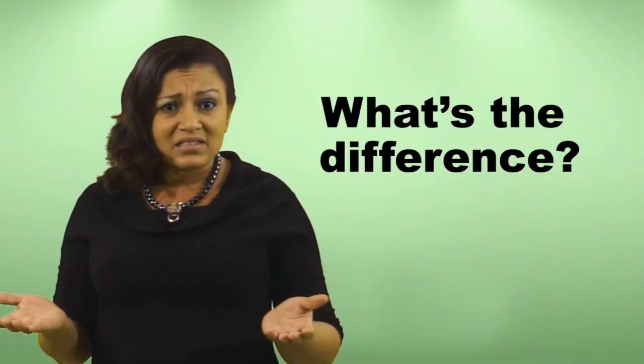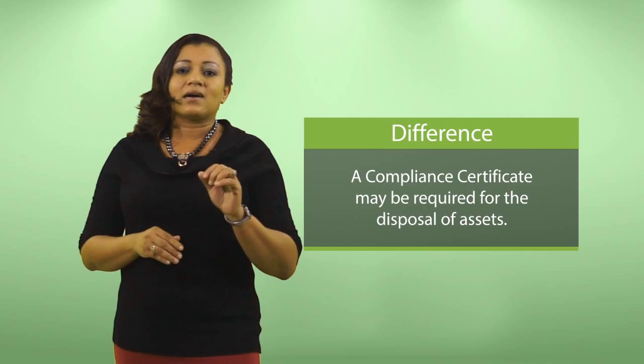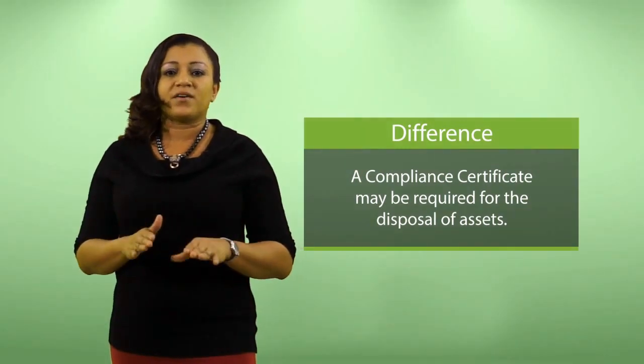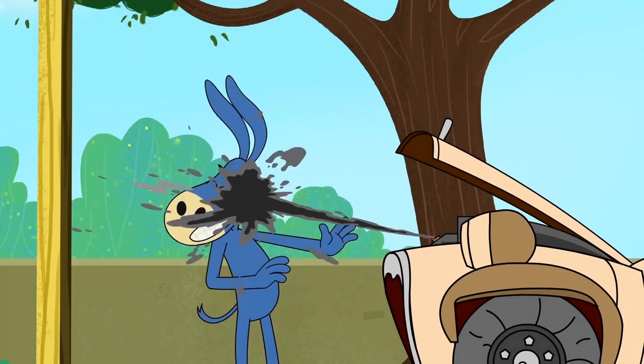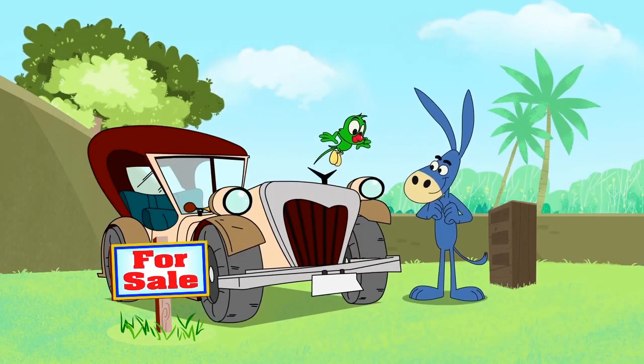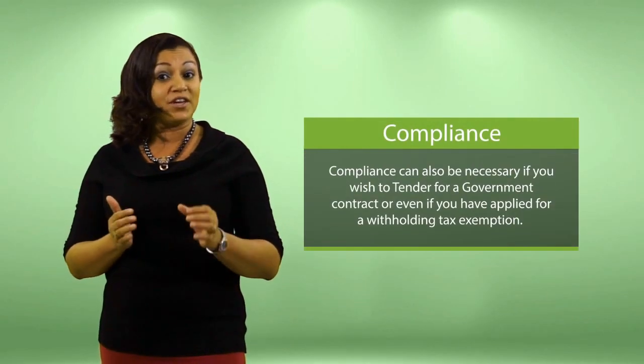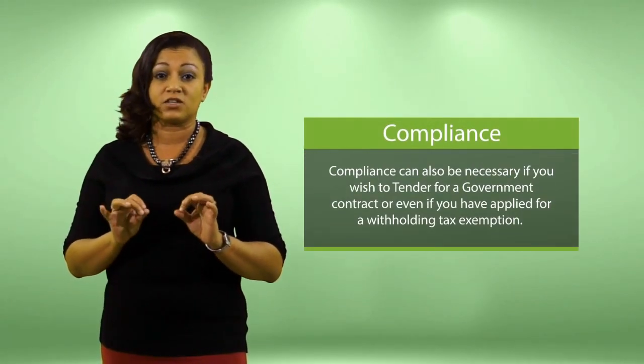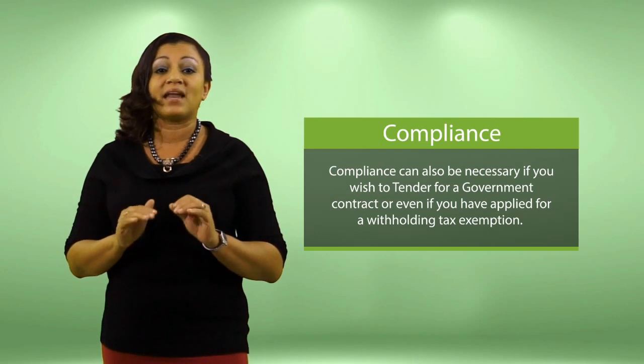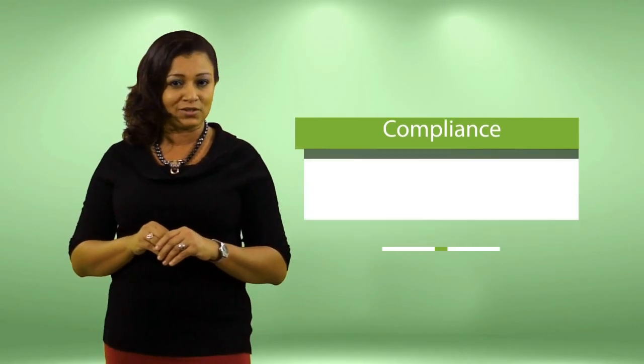What's the difference? The difference is a compliance certificate may be required for the disposal of assets. Remember your faulty, troublesome car? Yep, you may want to sell it now, right? Or compliance can also be necessary if you wish to tender for a government contract or even if you have applied for a withholding tax exemption.